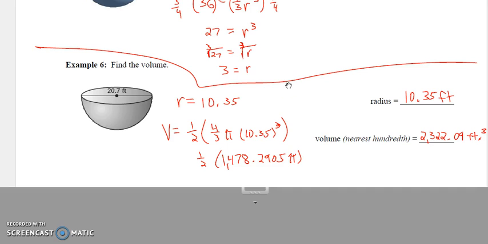But you can also keep in mind that half of 4/3 is 2/3. So the formula for the volume of a hemisphere is just 2/3 pi r cubed instead of 4/3 pi r cubed, like the sphere. Don't forget, 20.7 is the diameter. You want the radius. Substitute your numbers in, and then round.